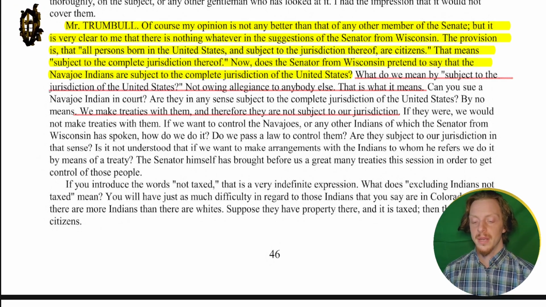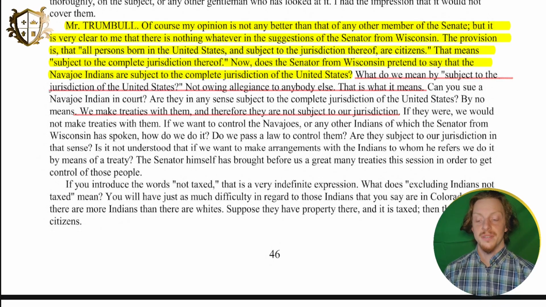Well, just wait. Now, does the senator from Wisconsin pretend to say that the Navajo Indians are subject to the complete jurisdiction of the United States? What do we mean by, quote, subject to the jurisdiction of the United States? It means not owing allegiance to anybody else. That is what it means. We make treaties with them, and therefore they are not subject to our jurisdiction.